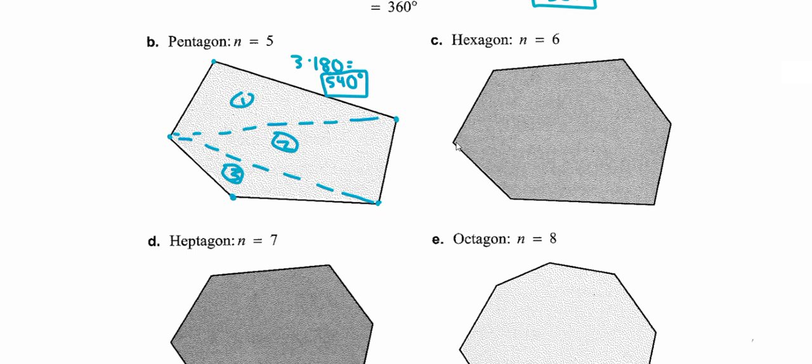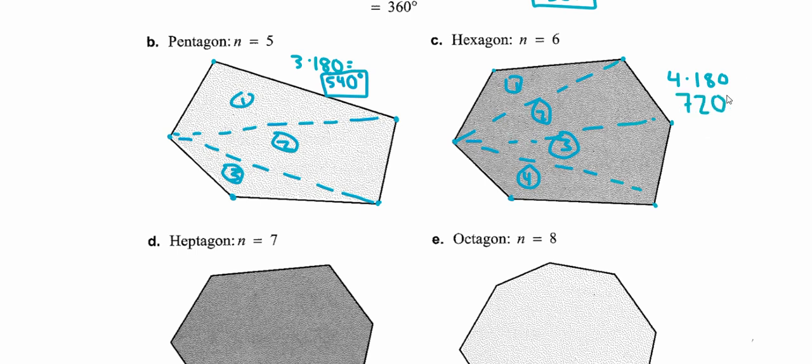If it's 6 sides, so we have 1, 2, 3, 4, 5, 6 vertices, 6 sides, but I can only make 4 triangles. 1, 2, 3, and 4. So again, 2 less than the number of sides. That's how many triangles I can make. So on this one, I've got 4 triangles. Every triangle has an interior angle sum of 180 degrees. So I have 4 180s making up this polygon, which gives me 720 degrees.